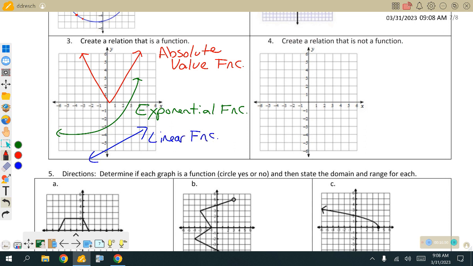That's the very first function you learn about in 6th grade, this linear function. Okay, create me one number 4 that's not a function. Draw me something that's considered to be not a function that's not on your paper. Go. Again, it doesn't have to be anything crazy, as long as it does not pass the vertical line test.